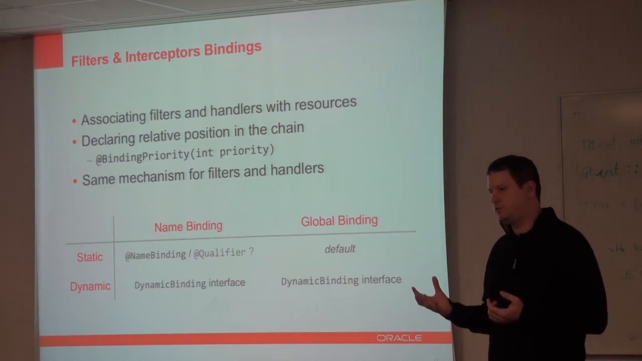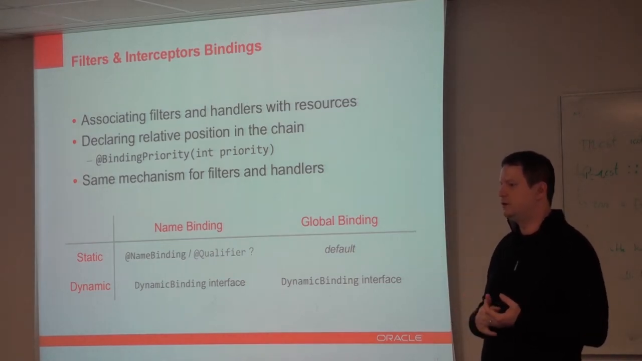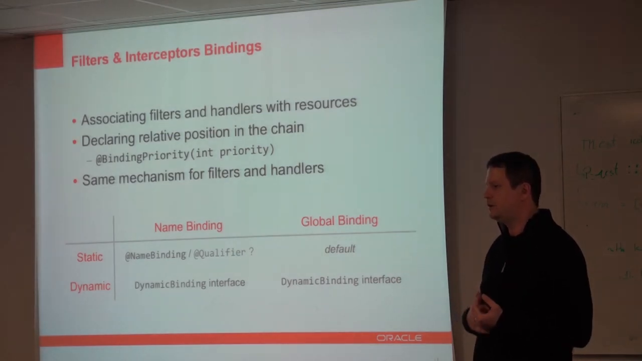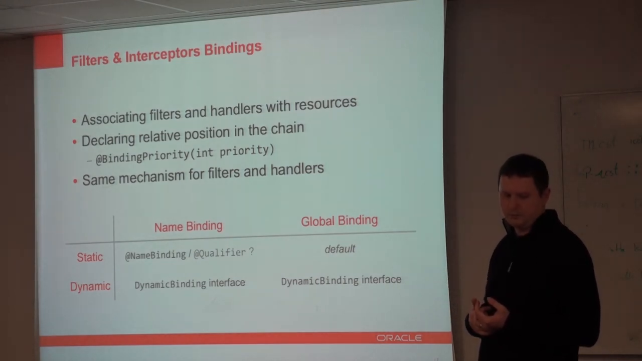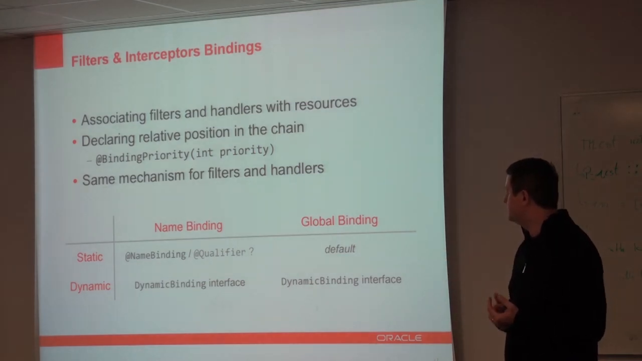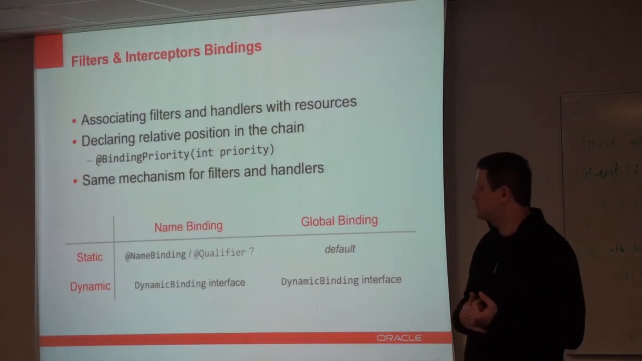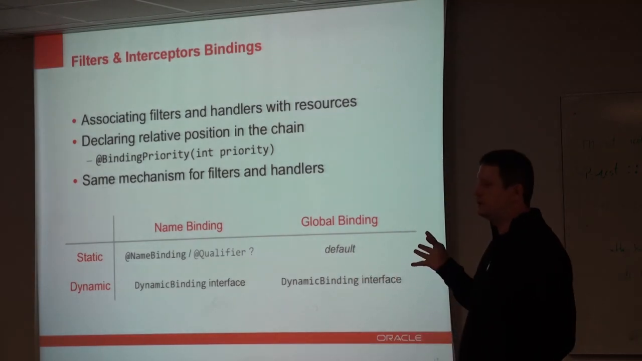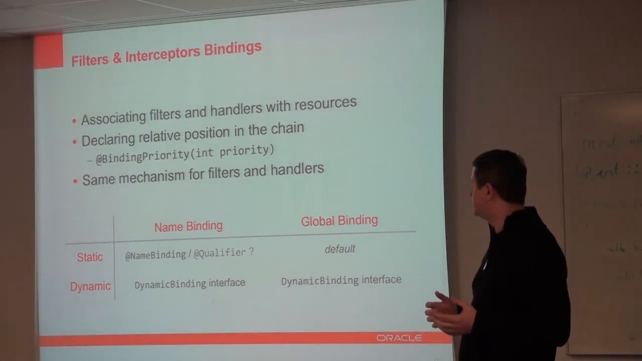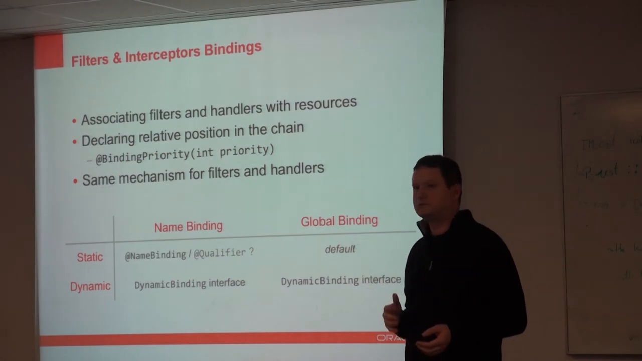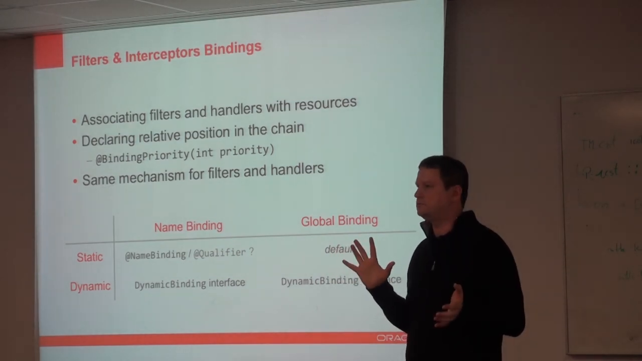And again, for both of these cases, you can have a use case where you let the filter decide whether it should be applied or not by the runtime, and that can be implemented by the dynamic binding interface. The global binding is the default, and for the name binding, we introduce the name binding annotation, which will be explained shortly. We are also thinking, as part of the possible integration with JSR 330, to reuse the qualifier. So, does that make sense so far?